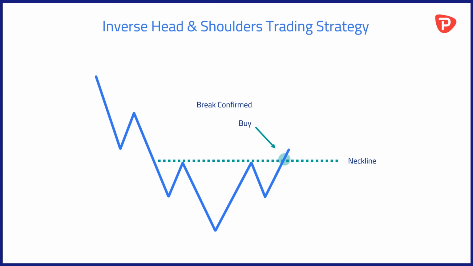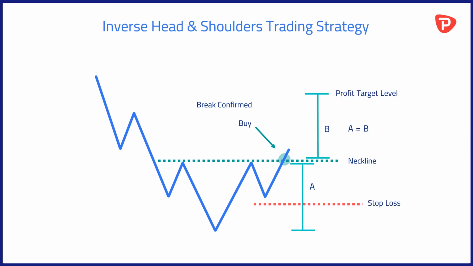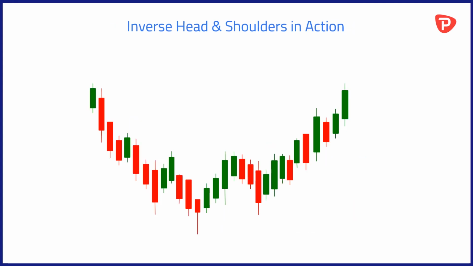The height from the neckline to the top of the head trough is then measured to provide the distance for the take profit target, with the stop loss placed just below the right shoulder of the pattern to give the market room to move. The example that we can see on the screen illustrates what an inverse head and shoulders pattern looks like in a real market.